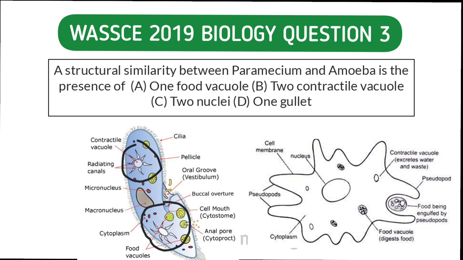Talking about option D, that's one gullet. Talking about paramecium, you would see a gullet there, but amoeba has no gullet at all. So note that. With this, you should know that the answer is one food vacuole.